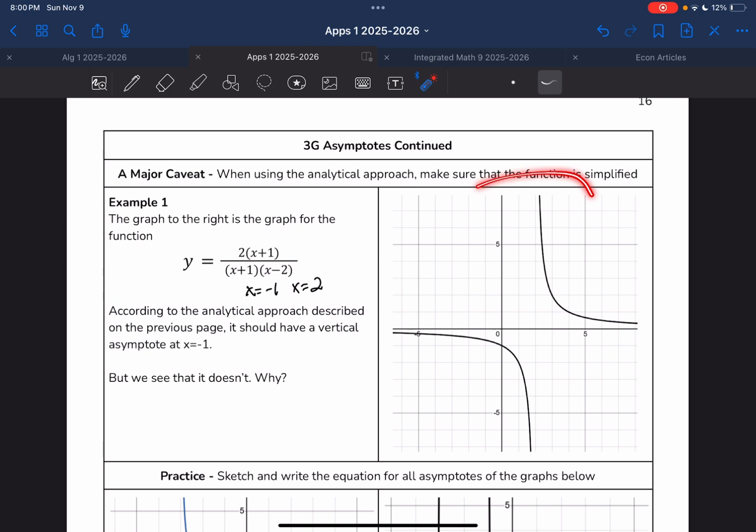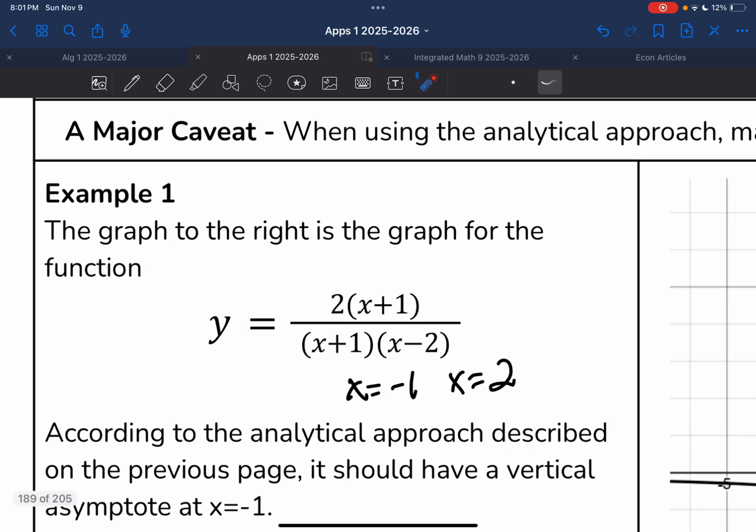Yet if we look at the graph of this function, we see the asymptote at x equals 2. Right, that's right there. But there isn't another one at x equals -1. And you might be asking, why is that the case? It's because if we look closely at the function, we have x plus 1 on the top and x plus 1 on the bottom. And so those two actually cancel each other out.